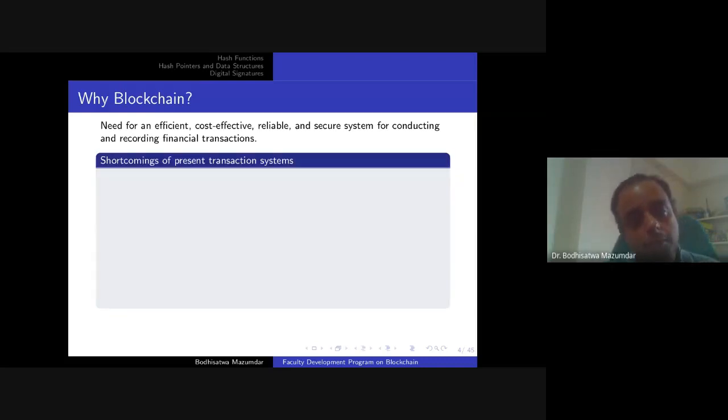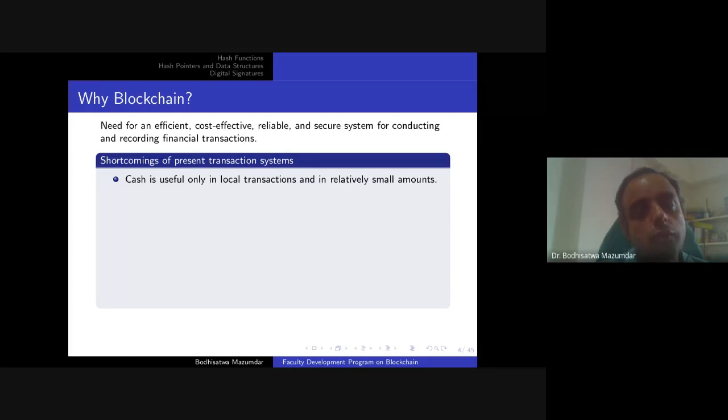Shortcomings of the present transaction systems. First, if you perform any transaction in cash, cash is only useful for local transactions. That means both the buyer as well as the seller need to be at the same place, otherwise any transaction in cash is physically impossible. Any cash transaction also happens over a relatively small amount, because you can't count cash when it goes in the order of lakhs or crores.